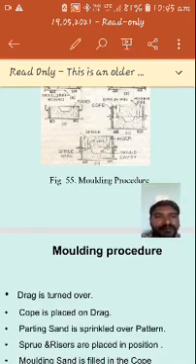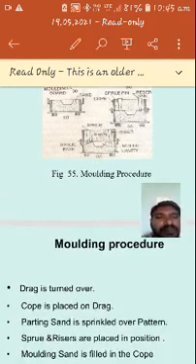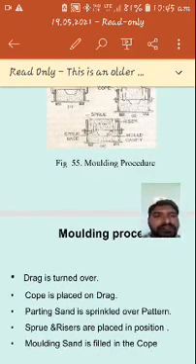After that, after withdrawing slowly, the core box is separated from the both and kept aside. So from the cope as well as the drag, you can withdraw the patterns.